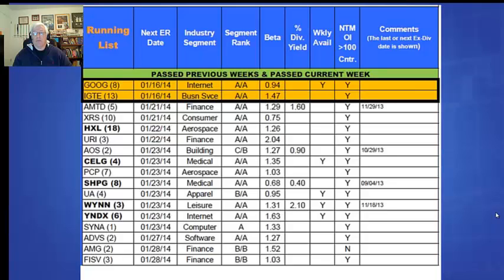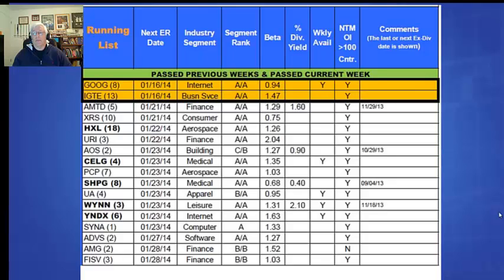To the right of that is a column, are weekly options available? Many of our members are interested in weeklies, so we now list them on our reports and let you know which of these stocks that have passed our screens also have weeklies associated with them. This is one of our new features.